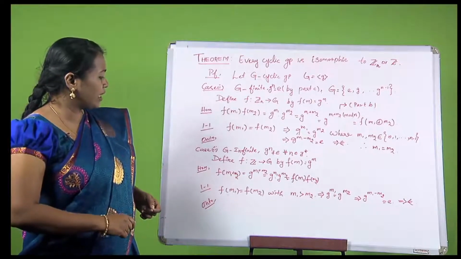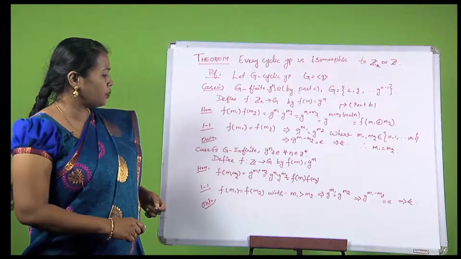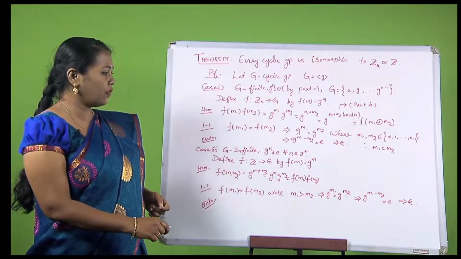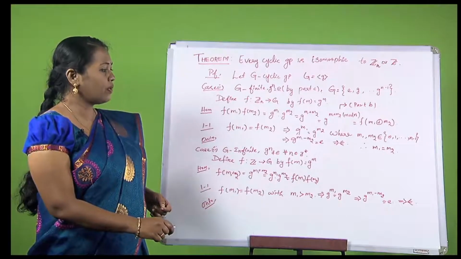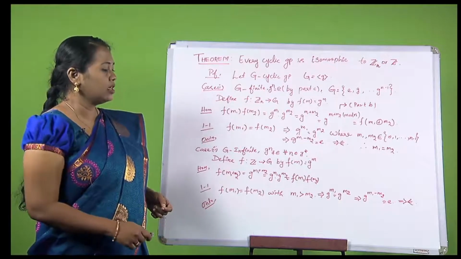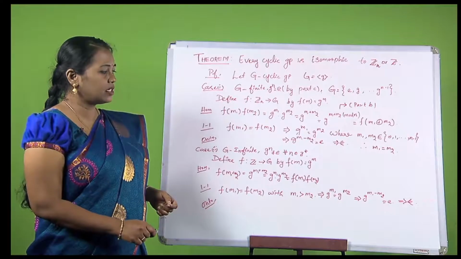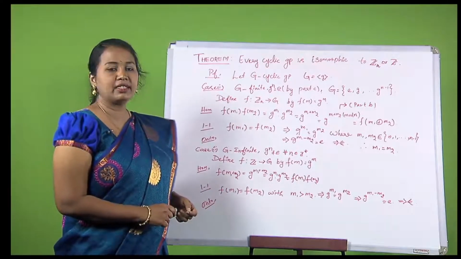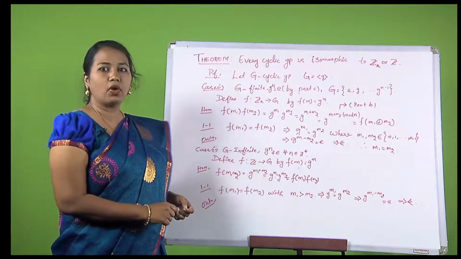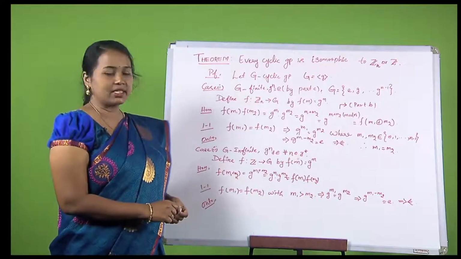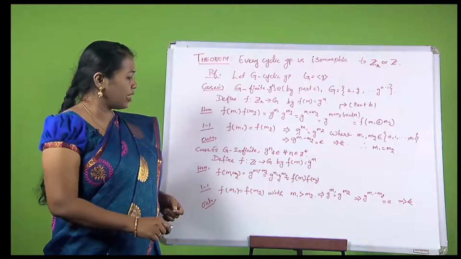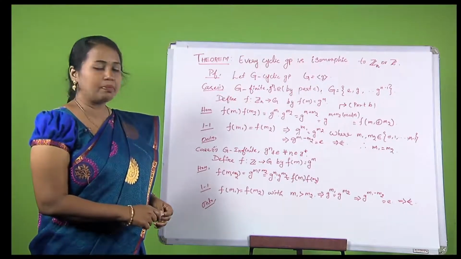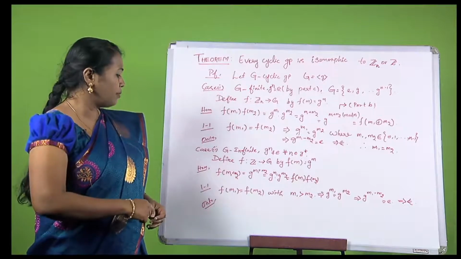1-1 property, again f of m1 is equal to f of m2 with m1 greater than m2 implies g of m1 is equal to g of m2. So this implies g of m1 minus m2 is equal to E. This is not possible because it is a contradiction to our original assumption that g power n is not equal to E for all n belonging to Z plus. Therefore this is not true, and so f of m1 is equal to f of m2 implies that m1 is equal to m2.